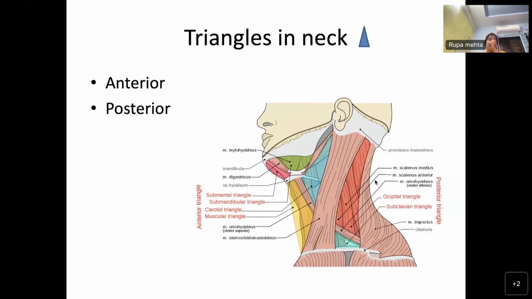Now, triangles in the neck. The neck is one structure which has been divided into triangles to facilitate the understanding and the nomenclature of the various structures. So you have the anterior and posterior triangles of the neck, which are defined by the sternocleidomastoid. The sternocleidomastoid divides the neck into anterior and posterior.